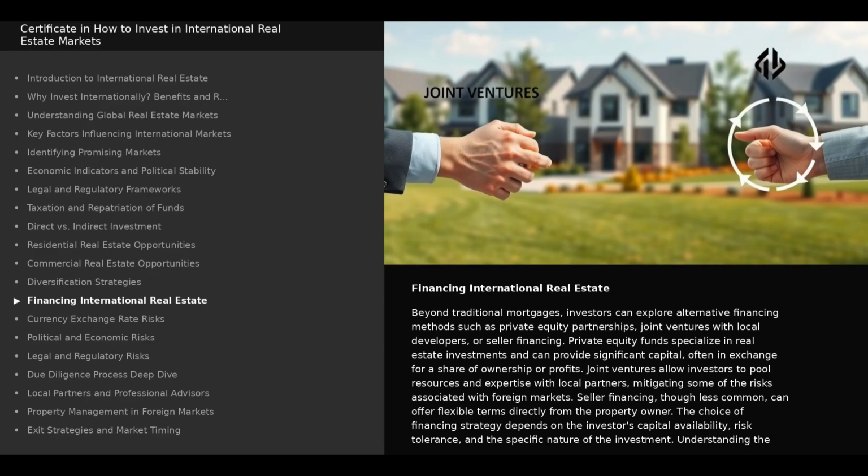The choice of financing strategy depends on the investor's capital availability, risk tolerance, and the specific nature of the investment. Understanding the implications of currency exchange rates on loan repayments is also paramount. Strategic financing is a key to success.